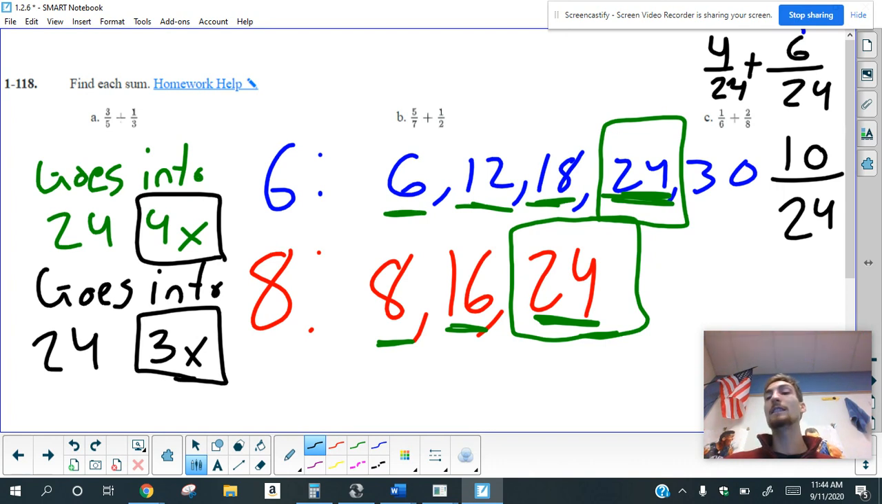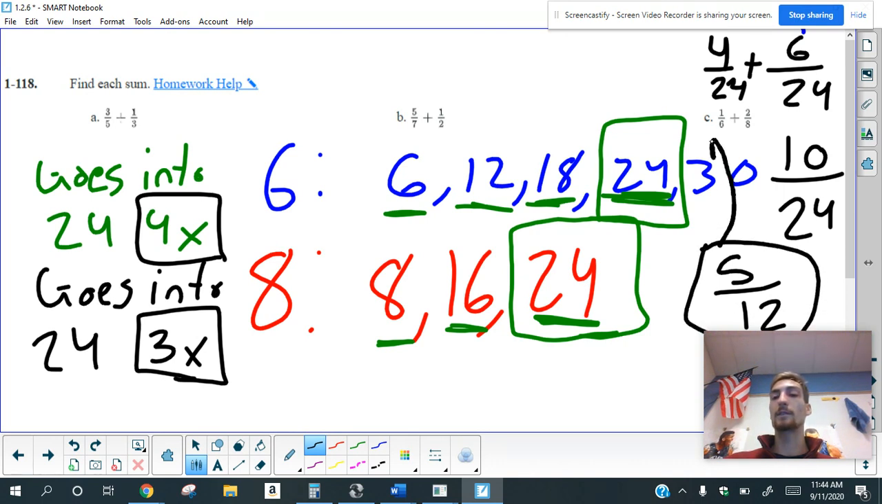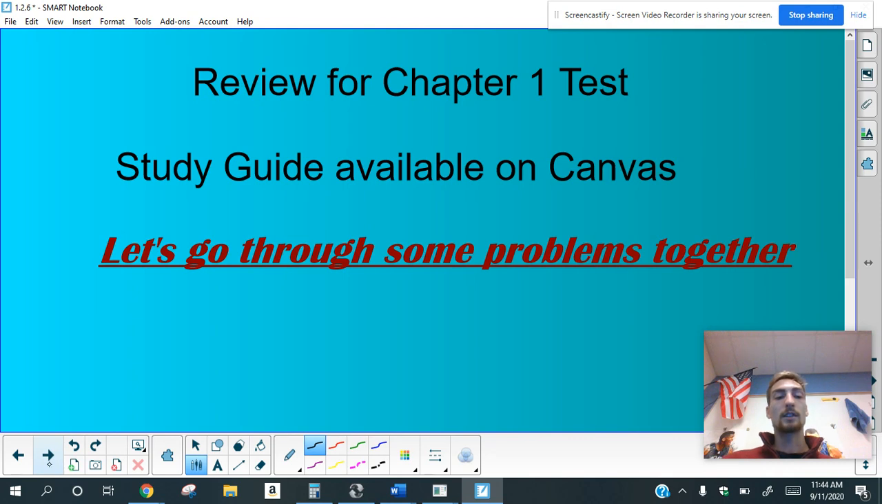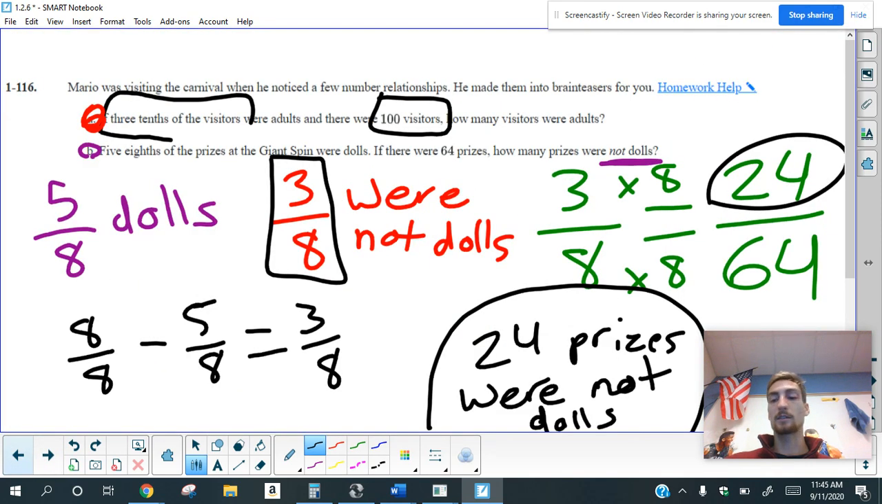Can we simplify that? Yes, both numbers are divisible by 2. So I'd bring it down to 5/12. All right, so this would be the final answer for C, 5/12. Okay, so it looks like we're all good. Awesome, awesome, awesome. So use this as a resource. Hopefully this makes sense. It's kind of difficult to explain because you hear numerator, denominator, multiply this, multiply that, divide. So ask me if you need any clarification, but hopefully this helps.